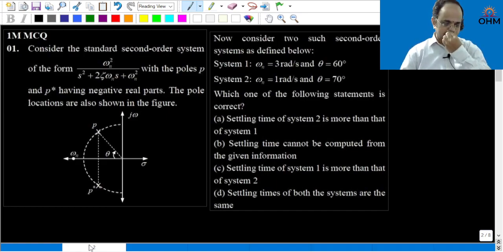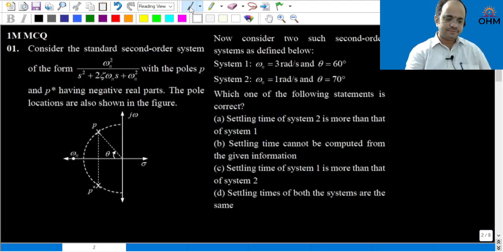Now the first question: consider the standard second order system of the form omega n square divided by s square plus 2 zeta omega n s plus omega n square, with the poles p and p star having negative real parts, as shown in the figure. The pole locations are given here. Now what is the question? Now consider two such second order systems defined below. System 1 has omega n equal to 3 radian per second, and the angle theta is also given in this figure.